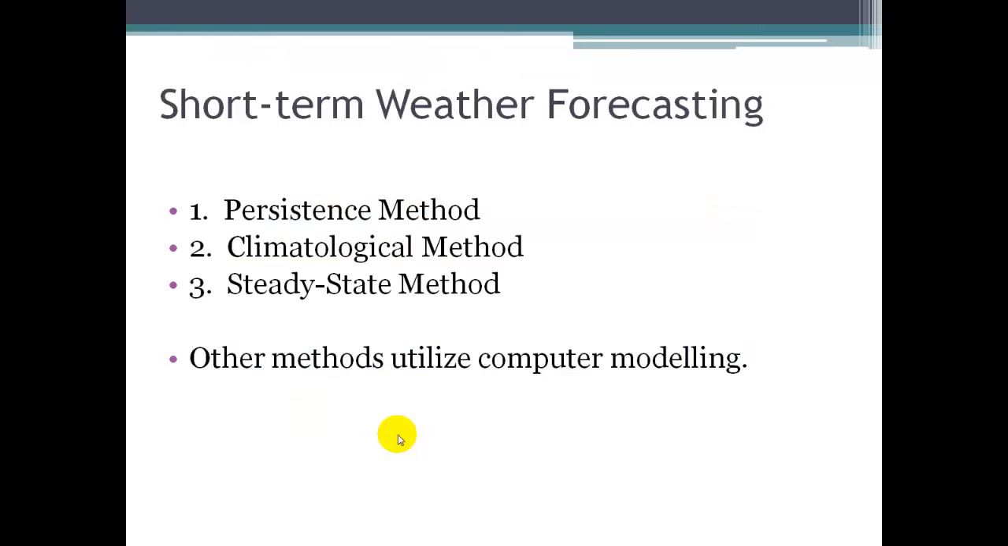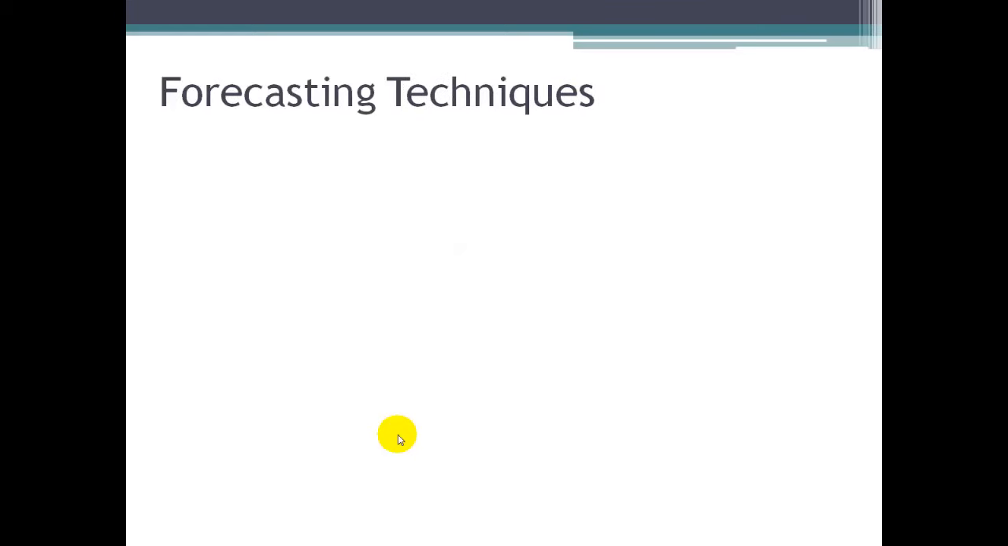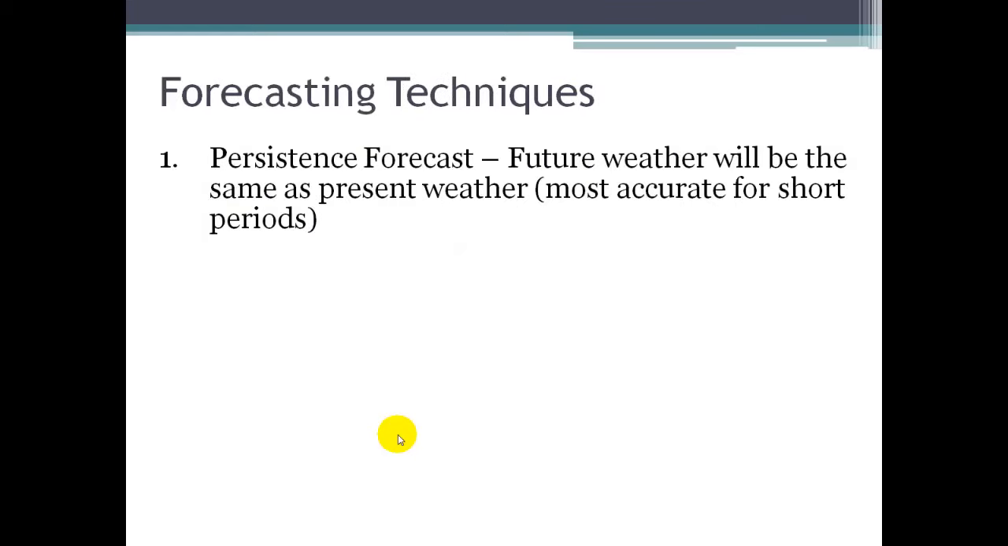In terms of short-term weather forecasting, there are many different types of models. You can read about some of these in the textbook, and here I'm focusing on three of them: the persistence model, the climatological model, and the steady-state model. The first one is the persistence forecast, which basically says that future weather in the near future will be the same as the present weather.